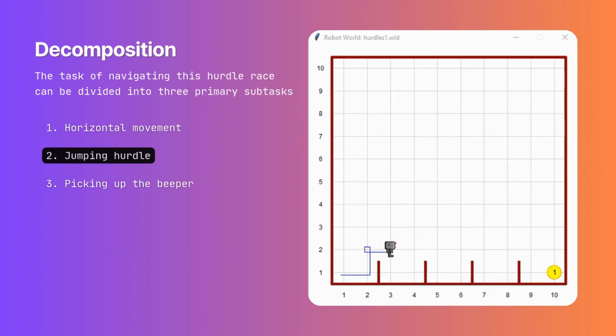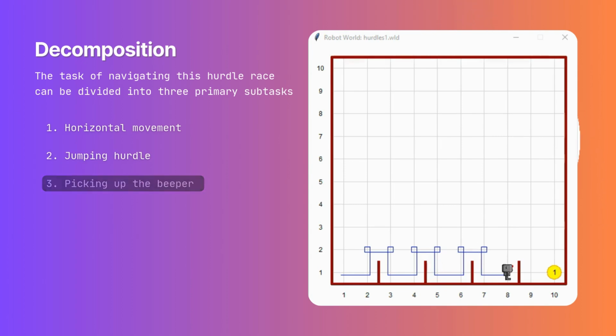This pattern of moving and jumping repeats until the robot reaches Avenue 10, Street 1, where it completes the task by picking up the beeper. This breakdown clarifies each part of the task, making it easy to implement.